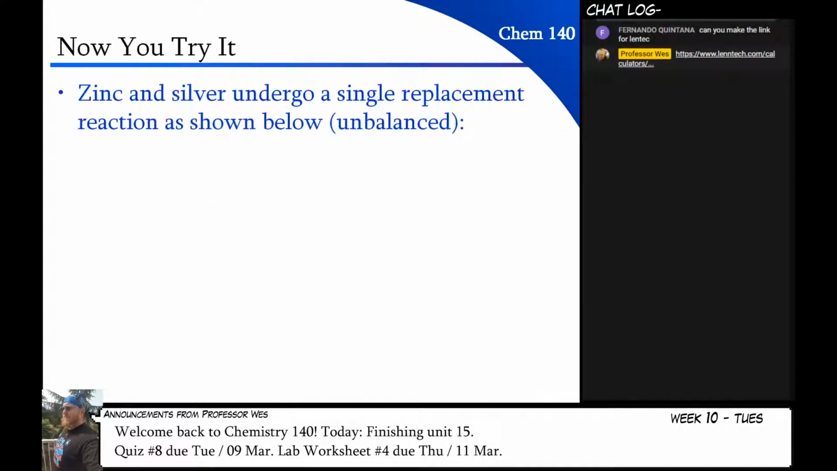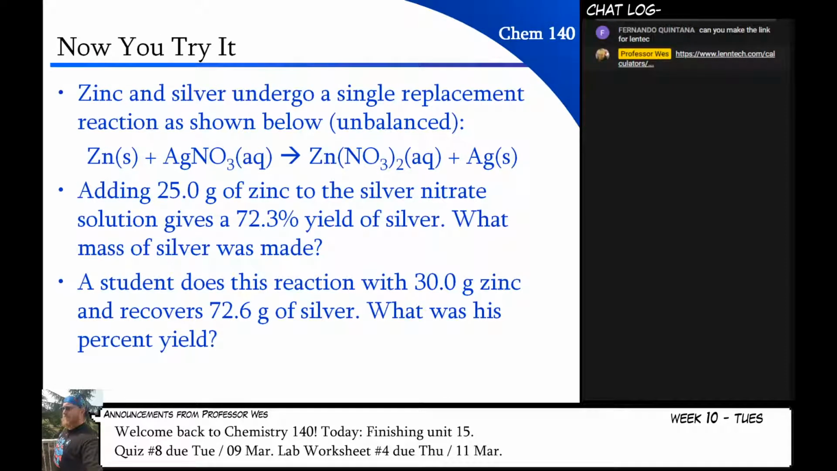All right. One more for you to do. Actually, two more for you to do. So here's the reaction for zinc and silver. If you take zinc and silver nitrate, you make zinc nitrate and silver metal. So you could precipitate out silver. The first problem there: adding 25 grams of zinc to silver nitrate gives a 72% yield of silver. How much silver did you make? We literally just did that problem, so do it the same way as the problem we just did.